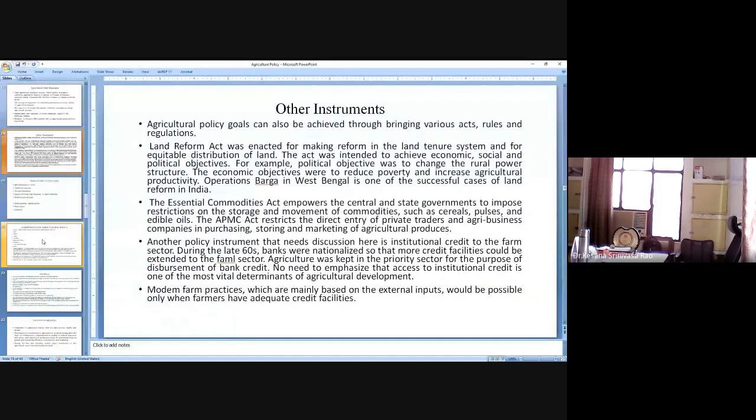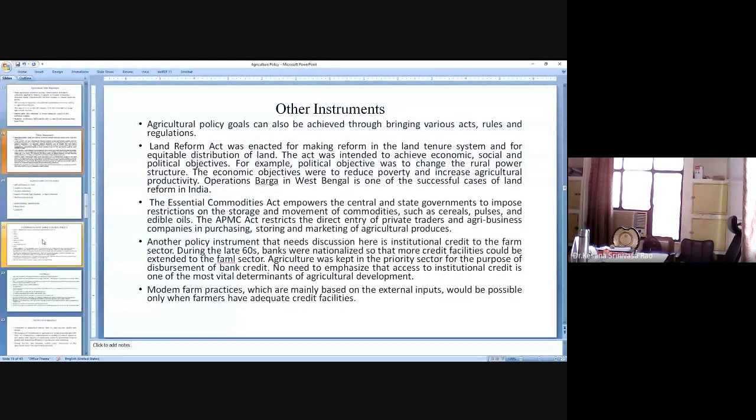Other instruments, so far we have discussed all the other things, and apart from that there are some other instruments which can also influence the agriculture policy. Those are the Land Reform Act, the Essential Commodities Act, and institutional credit for the farm sector, which we have discussed. Modern farm practices, which are mainly based on external inputs, would be possible only when farmers have adequate credit facilities.